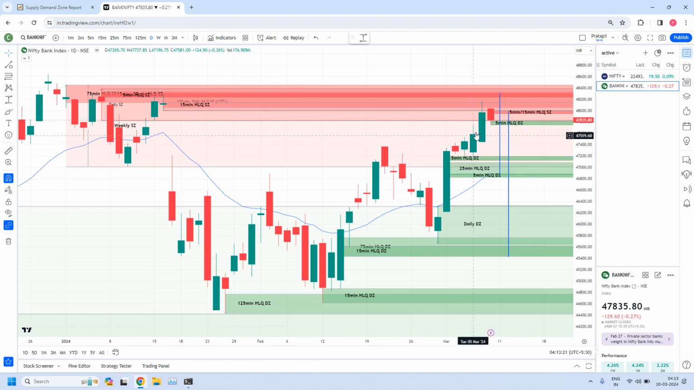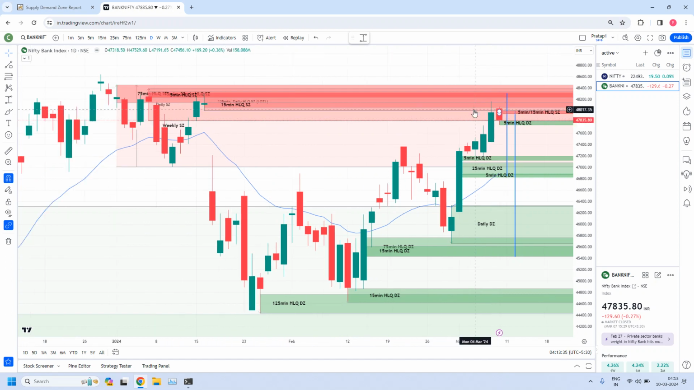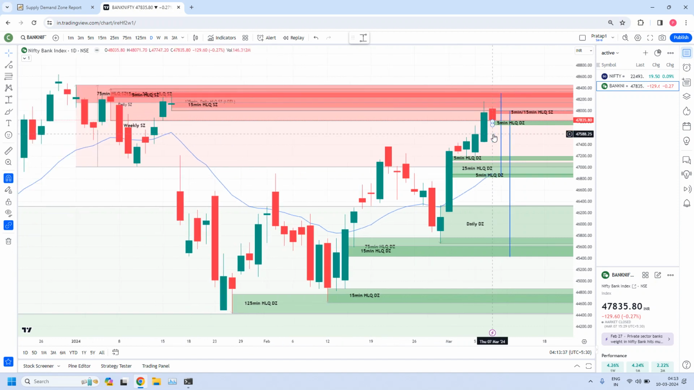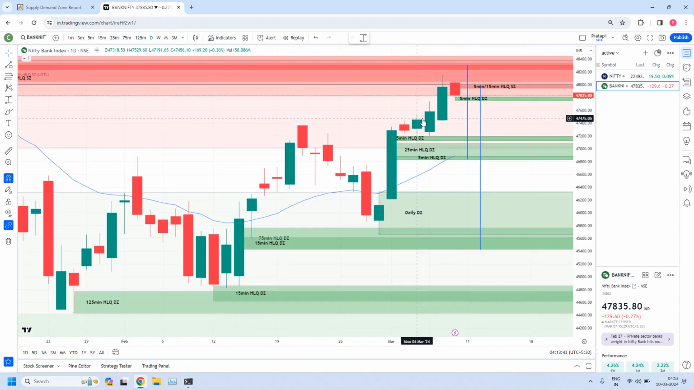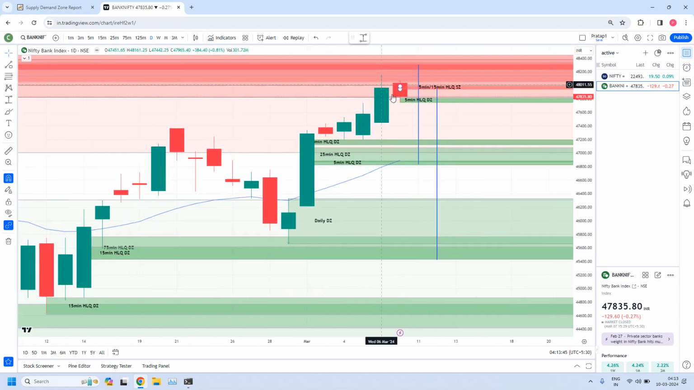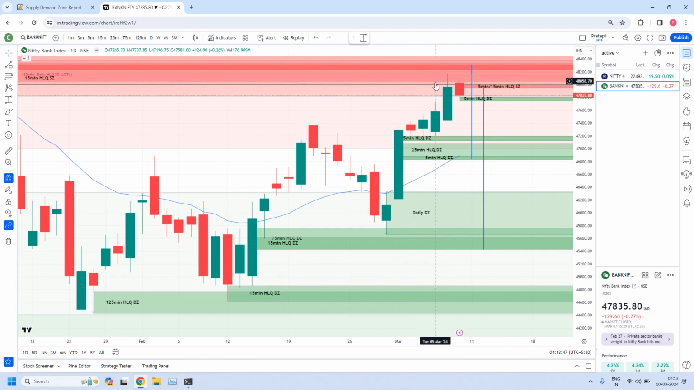And moreover, Nifty entered into this supply zone. Which supply zone? The 75-minute supply zone it entered. Even the daily supply zone, you see, this is the daily. Already entered into the daily. Inside daily, it entered into the 75-minute supply zone and even the 15-minute supply zone. And one of the 15-minute supply zones during last week was pierced. But the 75-minute supply zone was active.